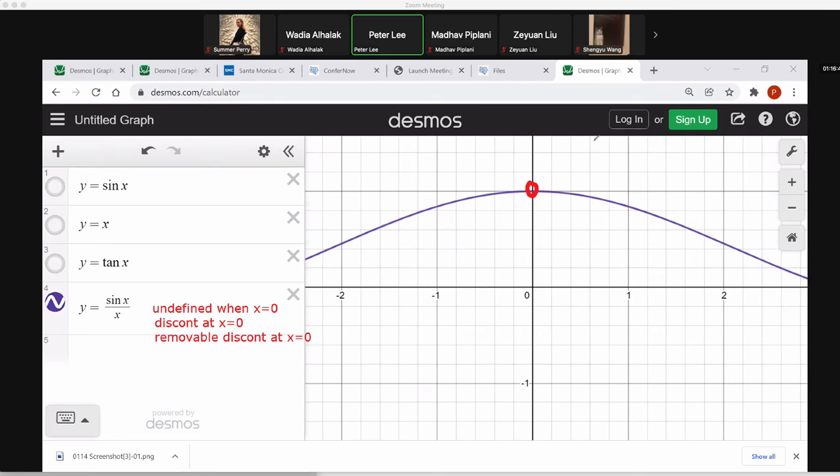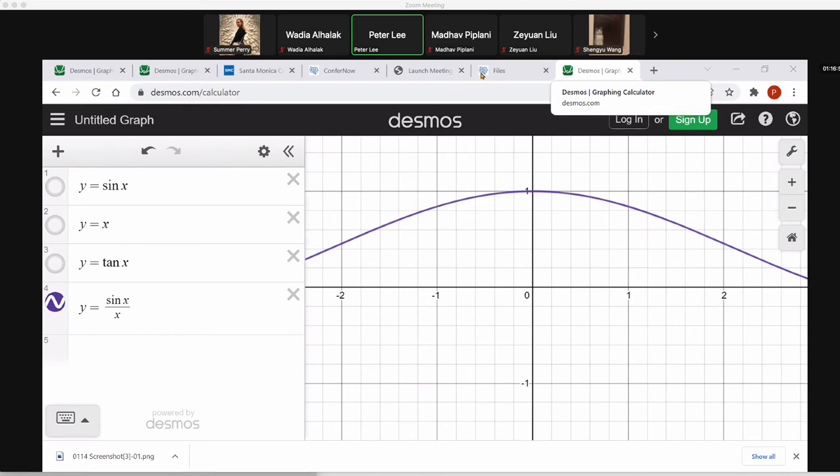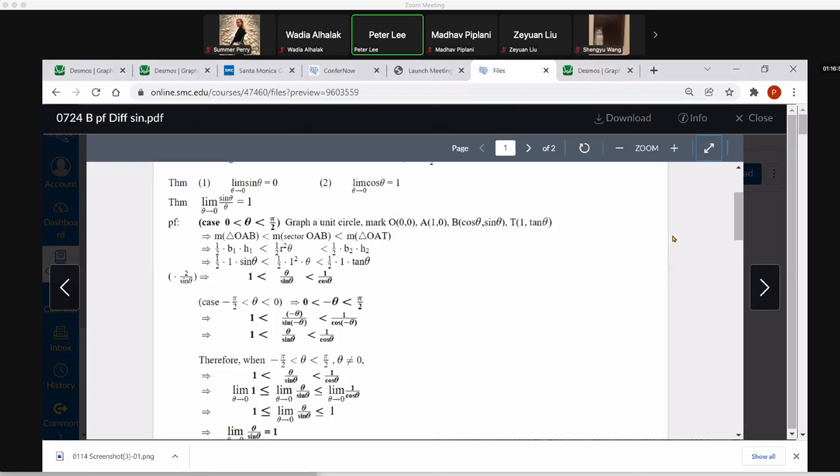So you can play around with these graphing calculators to help you understand what's going on. But that's what it is. Okay, so let me now clear all this. Then let's go back to files.